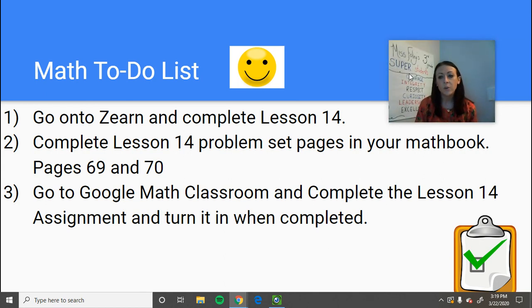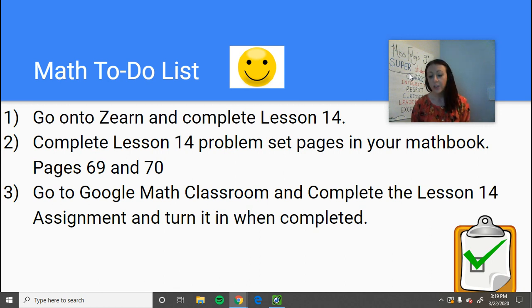I know some of you, when you were working last week on Zern, got so excited and got ahead. So when you log into your Zern, it may say that you already are on lesson 14 or you've already done 14 and maybe you're on 15. So check what number it says when you're on Zern.